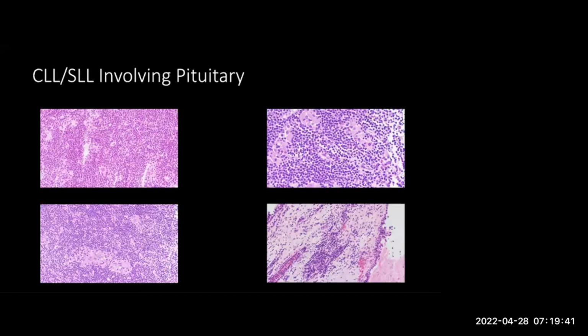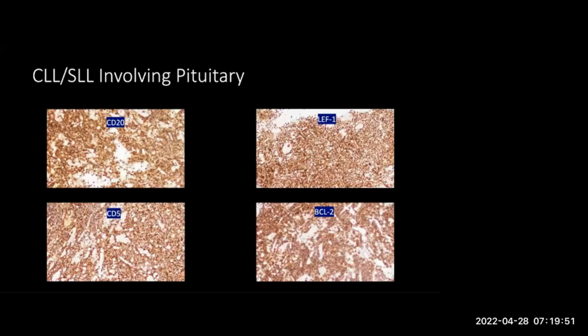I said this is not going to be neuropath material anymore, and they did the appropriate stains: CD20 wall-to-wall positive, CD5 positive, CD10 negative, BCL2 positive, LEF1 positive. They diagnosed CLL or SLL in this case. It's rather a surprising case, actually.